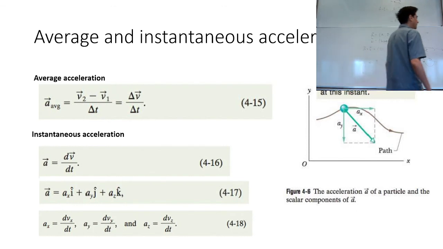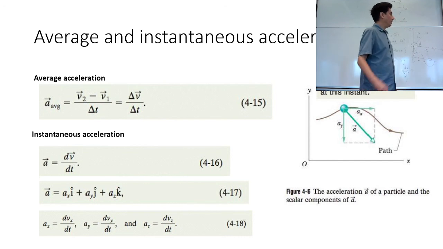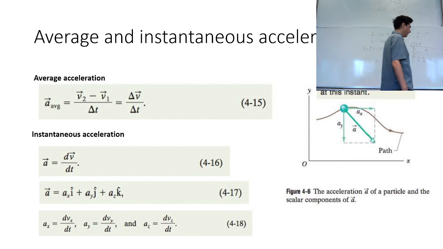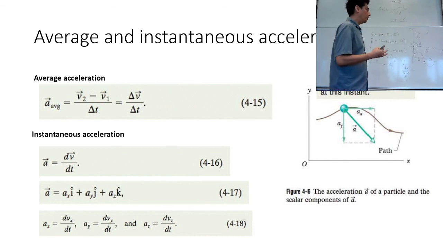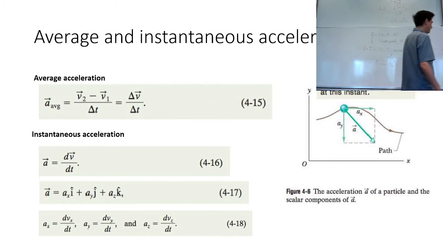Acceleration is a similar kind of thing. Instead of looking at the position, now we're looking at the changes in the velocity. So average acceleration is the change in the velocity divided by the time. For instantaneous acceleration, again, you take the time derivative and then you get the acceleration.